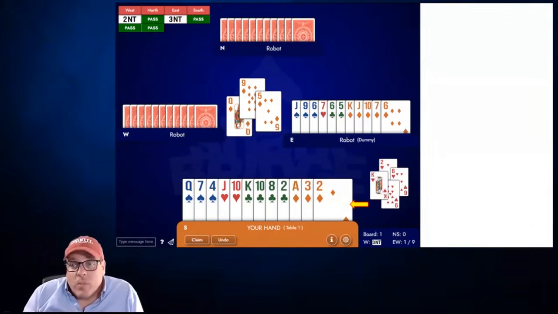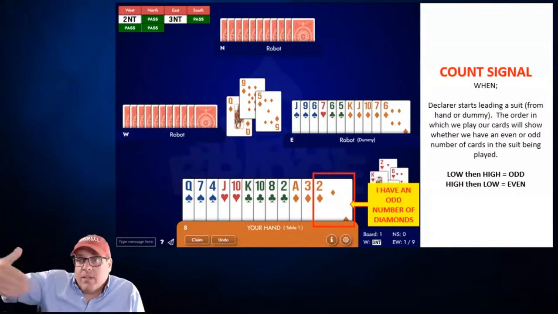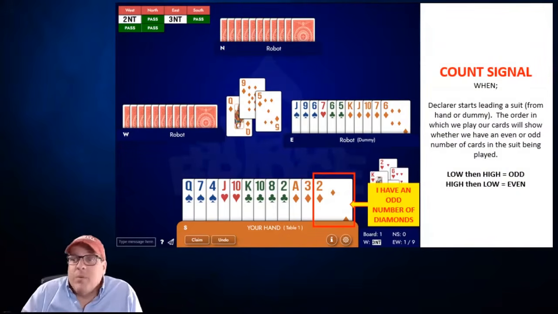And also, when declarer leads a suit, whether they're doing it from the dummy first or their own hand, the first time they lead a suit, especially one of their longer suits, we give what's called a count signal. And we do it this way. With an odd number of cards in the suit, we play low and then high, meaning we play a lower card first, and then the next card will be higher. And with an even number of cards in a suit, we play high and then low. That's how we do it.